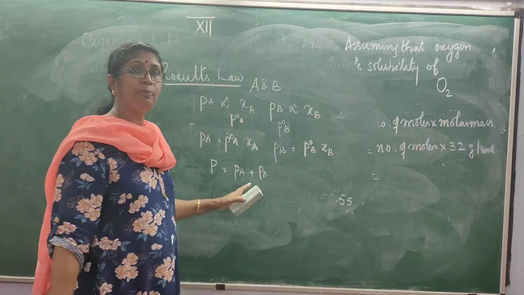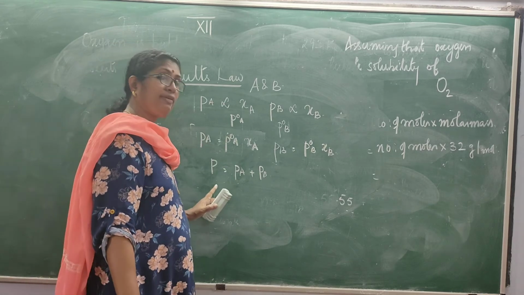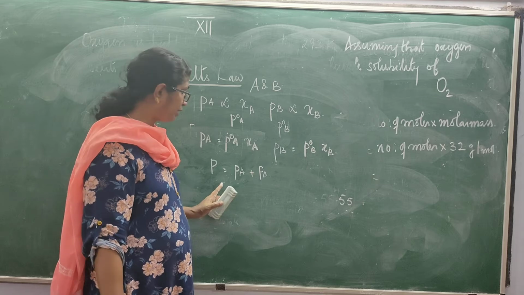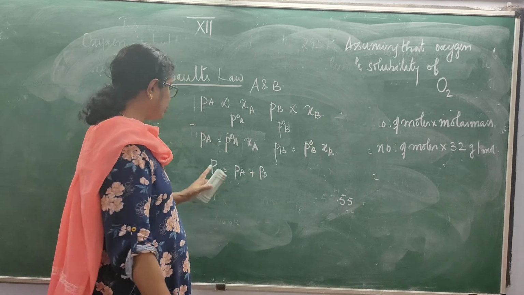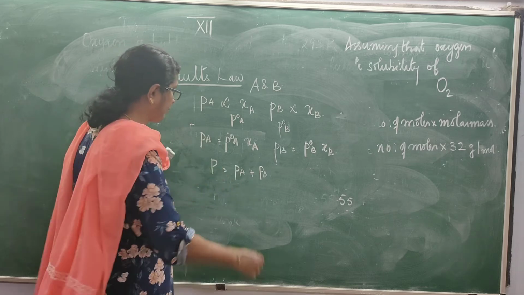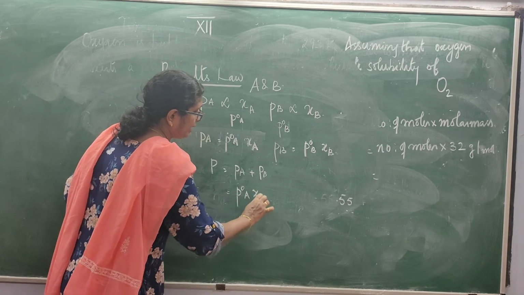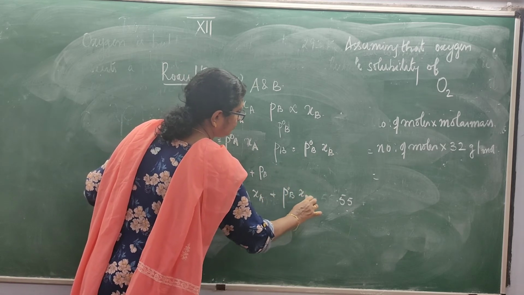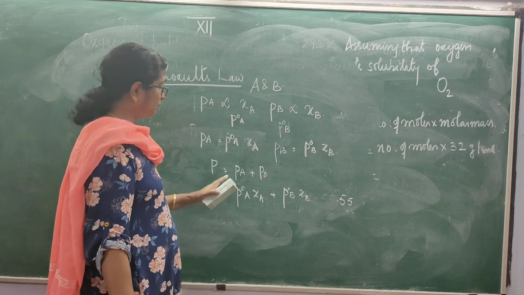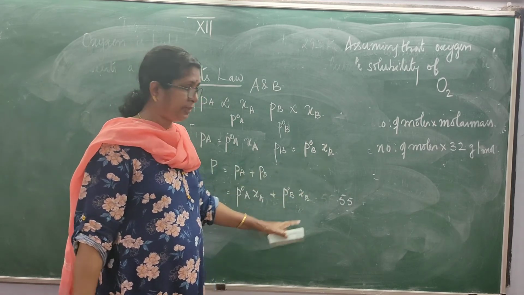So, P is equal to PA plus PB. Last year we have studied Raoult's law. That is, total pressure is equal to the sum of the partial pressures of the components. So, P is equal to PA plus PB. That is equal to P naught A into XA plus P naught B into XB. So, PA is P naught A into XA and PB is P naught B into XB.